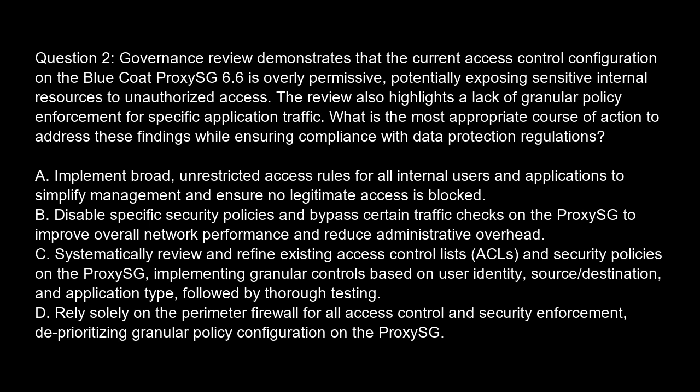Option C. Systematically review and refine existing access control lists, ACL, and security policies on the ProxySG, implementing granular controls based on user identity, source/destination, and application type, followed by thorough testing. Option D. Rely solely on the perimeter firewall for all access control and security enforcement, deprioritizing granular policy configuration on the ProxySG.